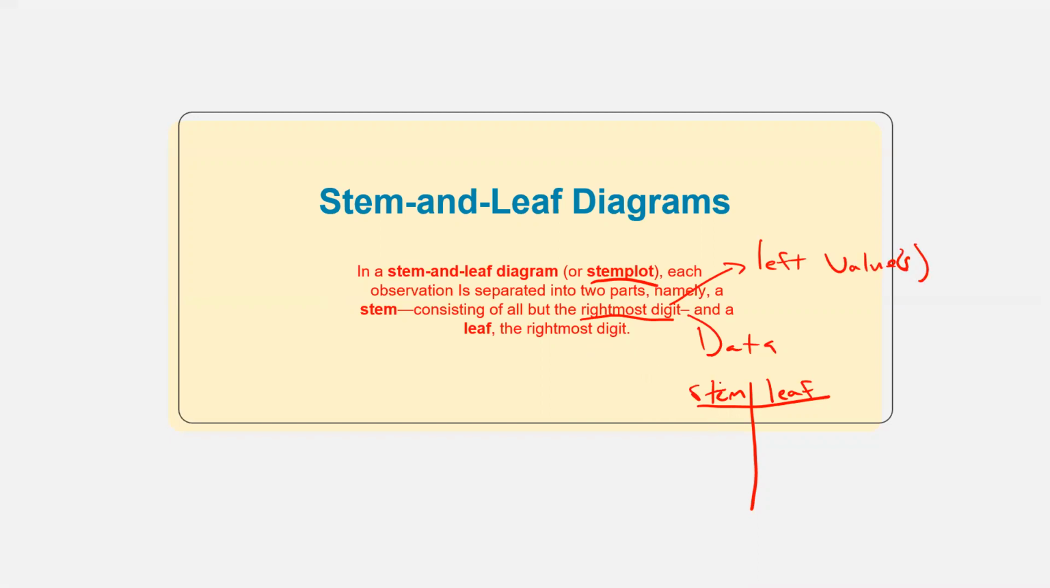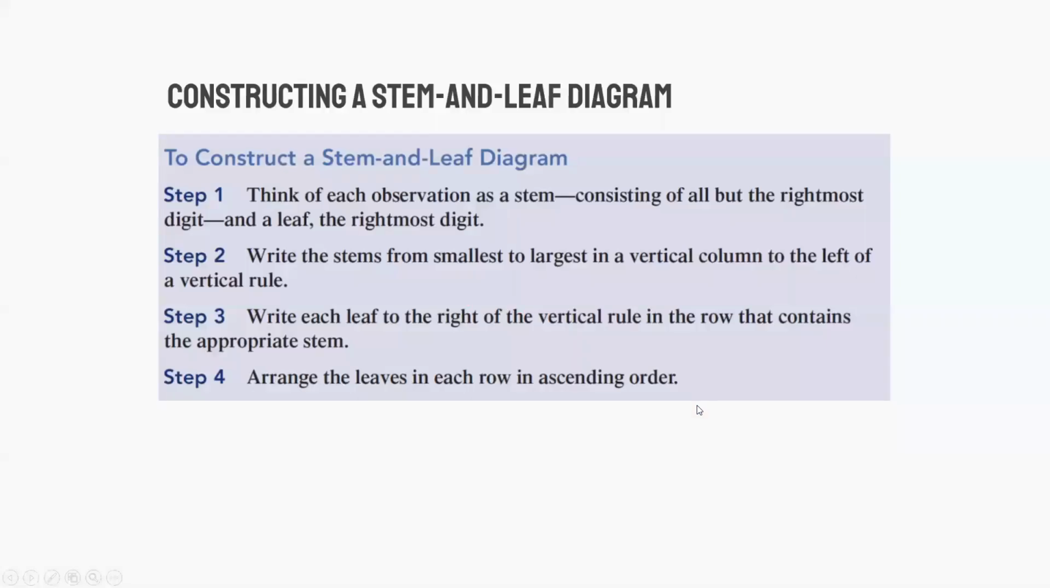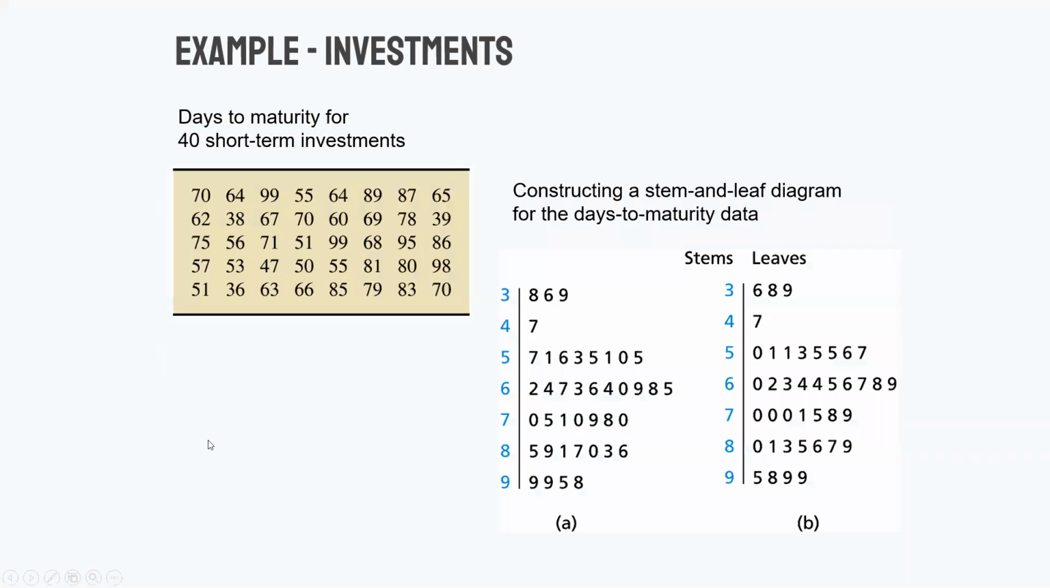Sorry, misread there. Basically what you're gonna do is take your data and break it up into stems and leaves, okay? It's a little weird, but once you see an example, it's actually super straightforward. So I'm not even gonna read these steps. You can go back and read these. I just wanna show you how it's done, because I think that's a little bit easier.